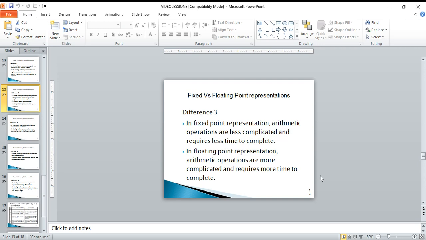For example, if we are doing a task that is very easy, then we can complete it within less time. But the operations here are complicated, so automatically it will take more time to complete. So this is one more difference between fixed point representation and floating point representation.